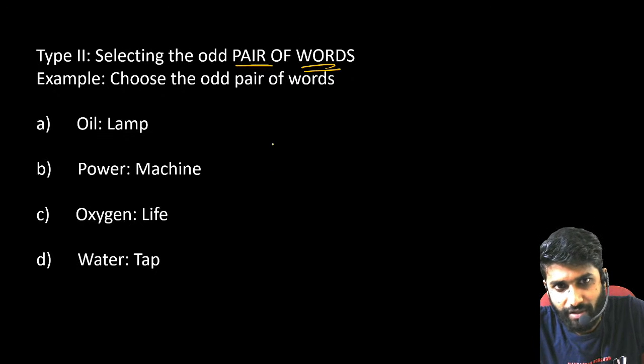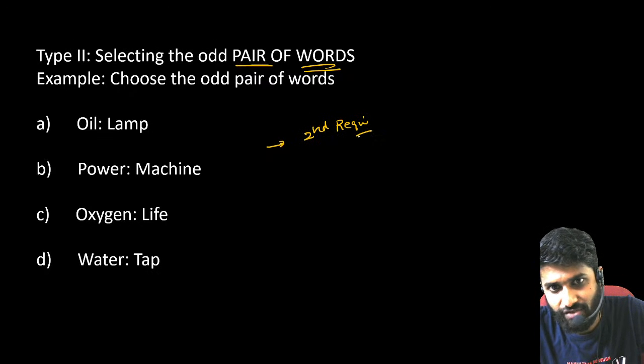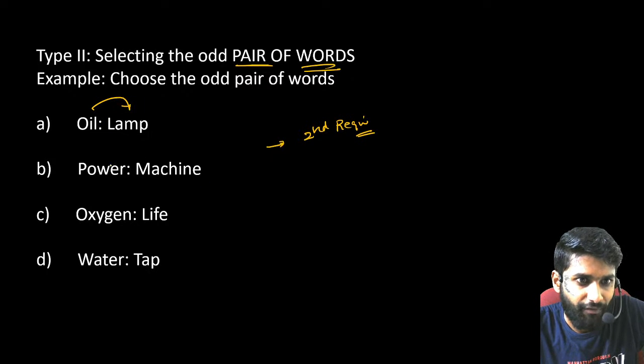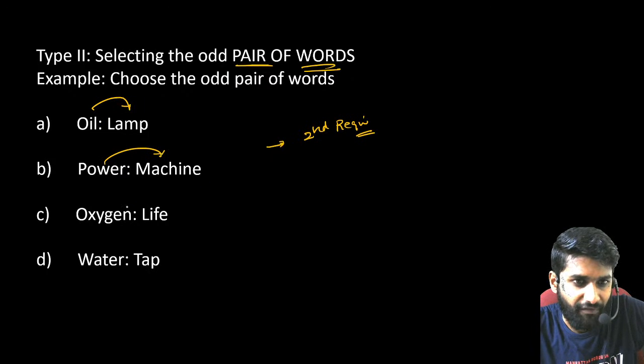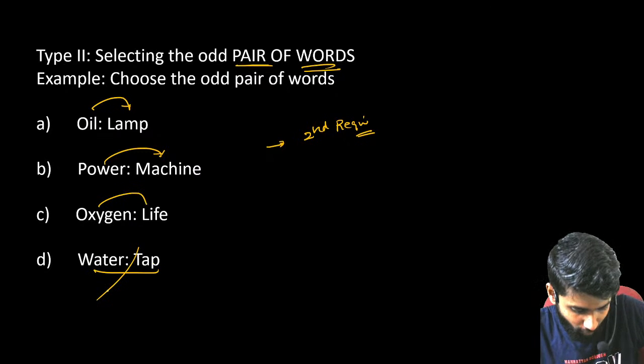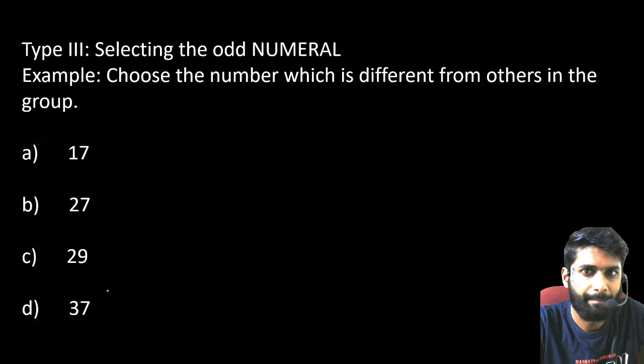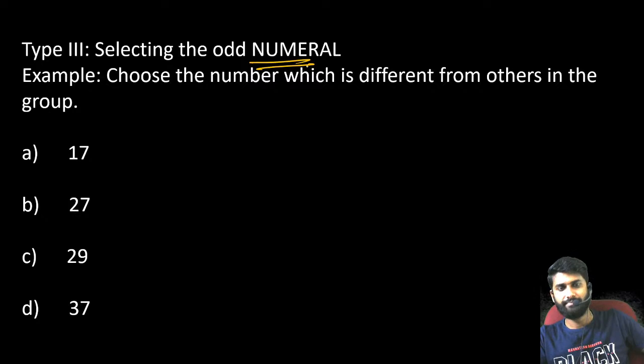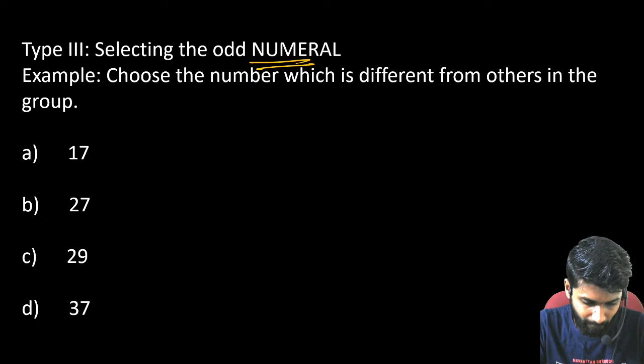See guys, here the second is required for performing the function of the first one. If you have oil, you can get the lamp. If you have power, you can perform a mission. If it is life, we require oxygen. Clear? But this is not a proper order, guys. That's why water and tap is completely a wrong one. Next, numerical. Third model. Selecting the odd numerical number.